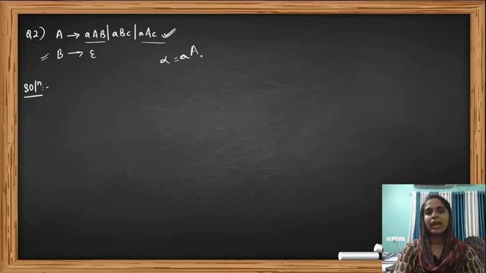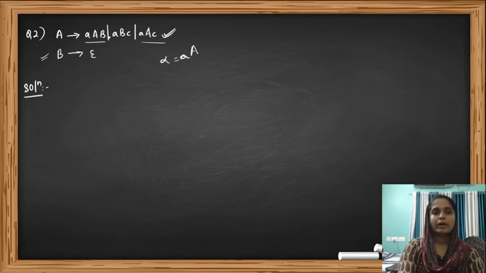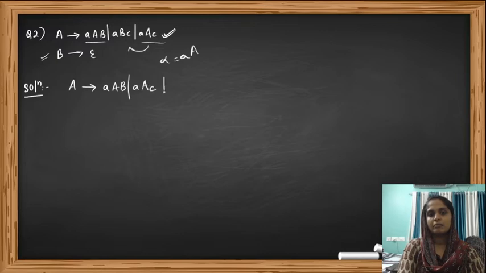Alpha is equal to AA. Okay. So I will just rewrite this grammar as A produces AAB, and I am writing this to the second position, AAC bar ABC. It's not necessary that you have to rearrange this, but just only to show you that I have put the gamma to the end. That's why I just rearranged this. Okay. So what's the value of alpha?